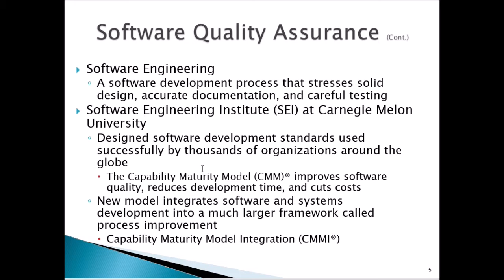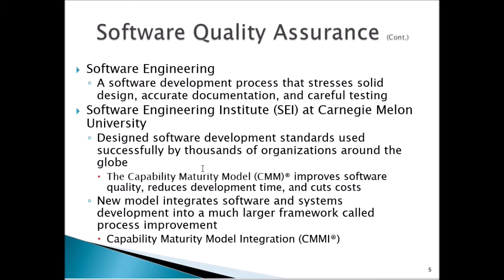Let's talk about software engineering. A software development process that stresses solid design, accurate documentation, and careful testing. One thing I would add to that is a software engineer should do a preliminary test on their own development, but there should always be a quality assurance group. It's not okay to have your software engineer do their own testing. They can catch the big stuff, but they aren't going to be able to think outside the box because they're focused on what they've been doing.